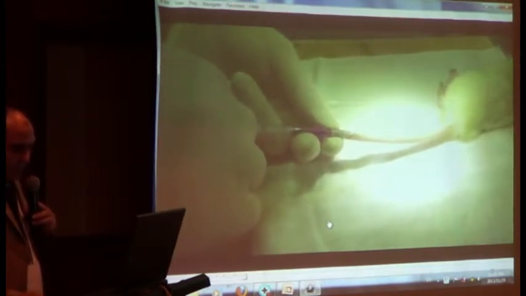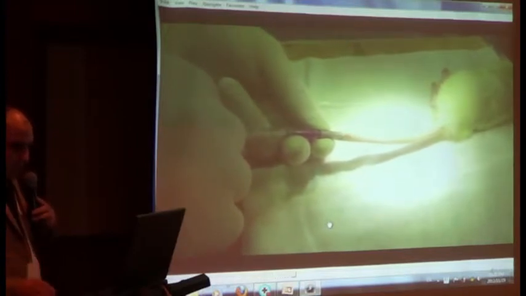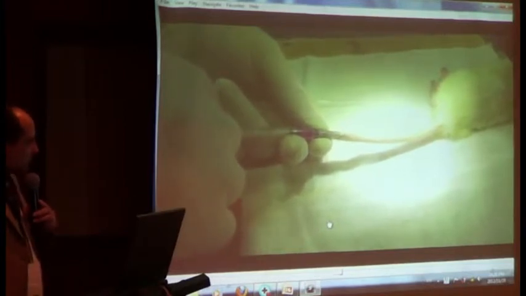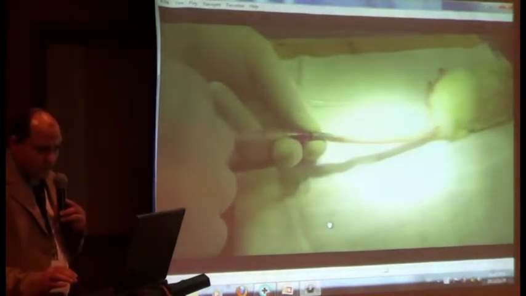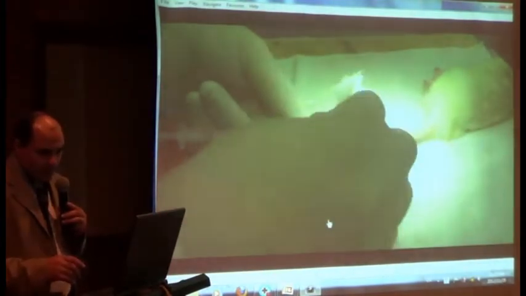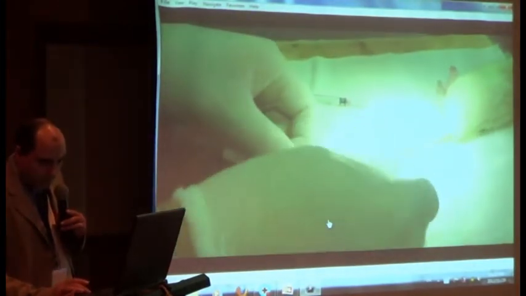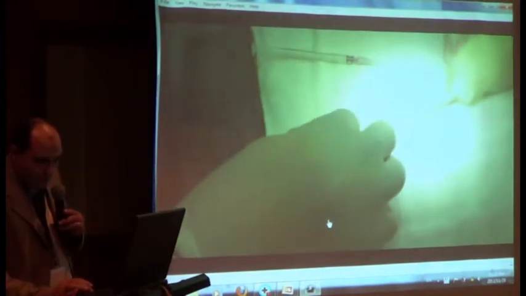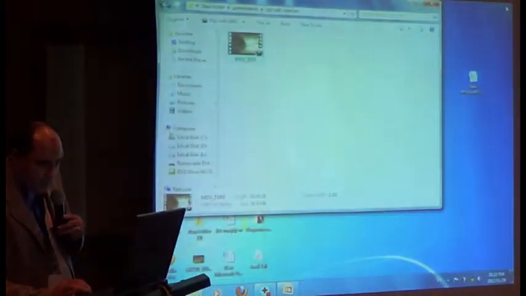Slowly, for keeping pulmonary. 5 million stem cells for that. That's the type of injection of stem cells through the tail vein.